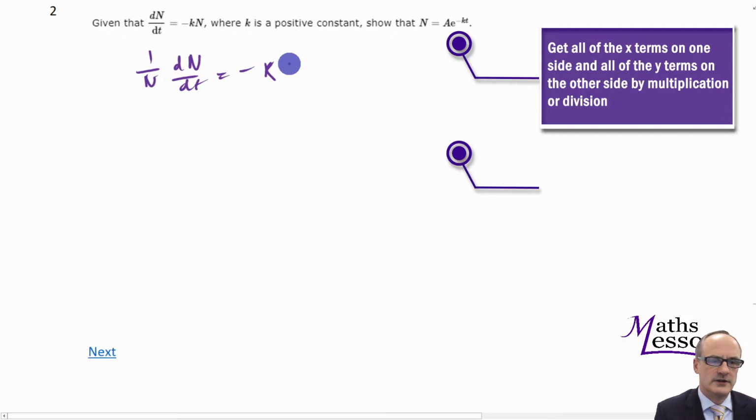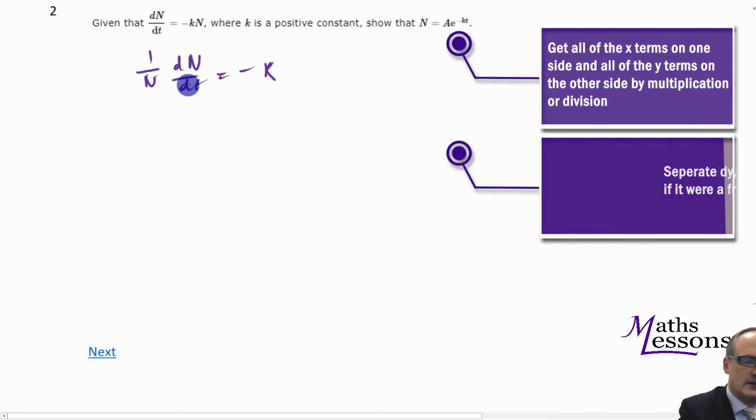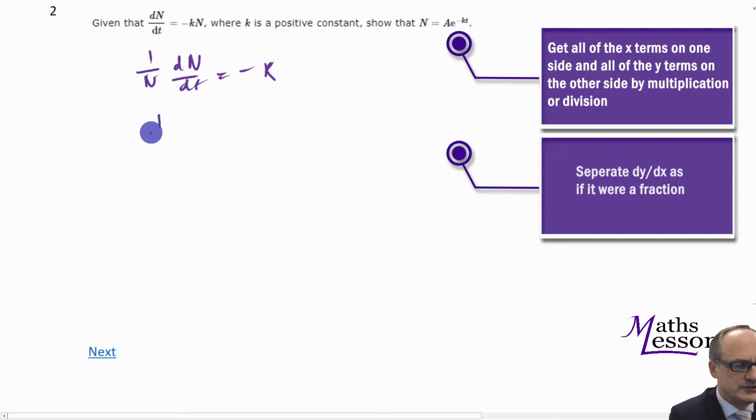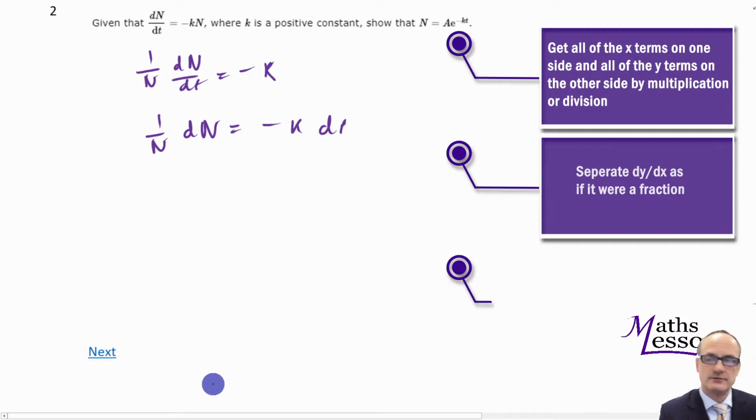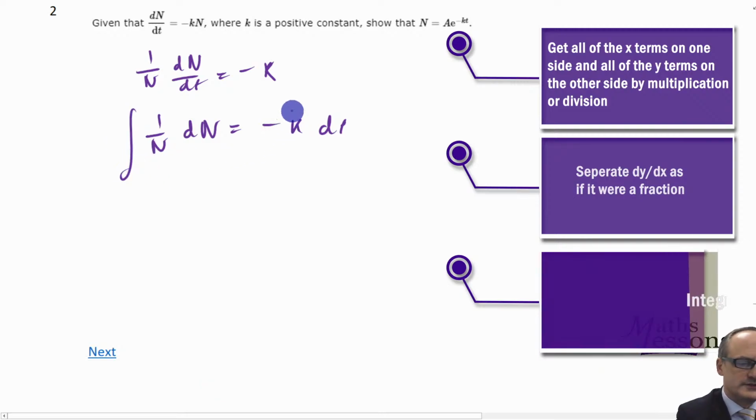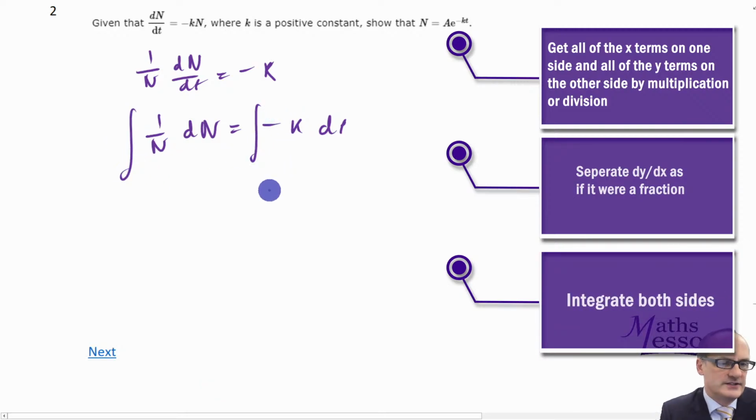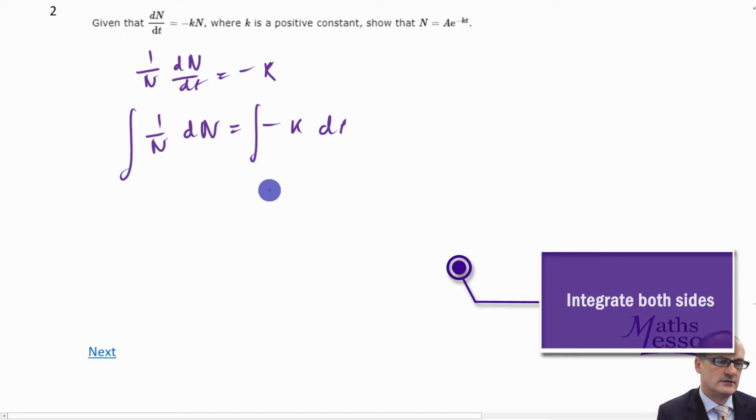And then what we're going to do is we're going to separate our derivative out as if it was a fraction. So 1 over n dn equals minus k dt, just multiplying that across. And last but not least, we're going to integrate both sides. Okay, and that's our 3-step way to doing differential equations.